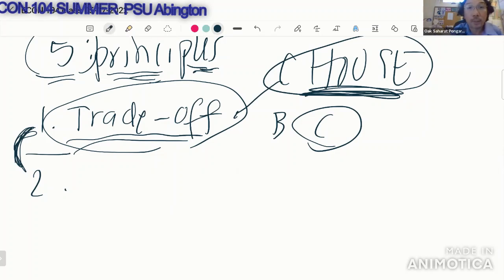Before I go to point 2, which is opportunity cost, that's Rohan, right? Yeah. Okay, good. I saw that, but I want to give the right credit.